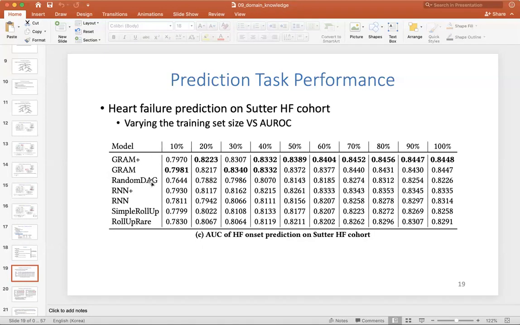The interesting thing here is that Random DAG always performs the worst in all percentages. It's always worse here, worse here, worse here. It's always the worst. So the obvious lesson is that incorrect domain knowledge doesn't help. It not only doesn't help, it actually hurts your performance. The Gram architecture is trying to use domain knowledge, and if it's the correct domain knowledge, it will increase your performance. If it's the wrong domain knowledge, it will hurt your performance. So it's a pretty clear message.